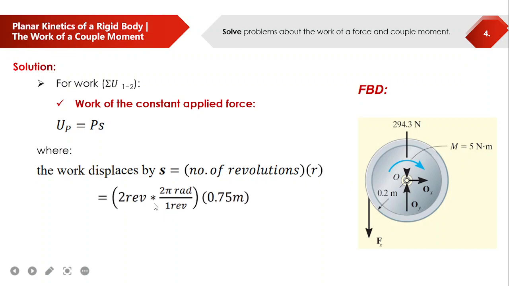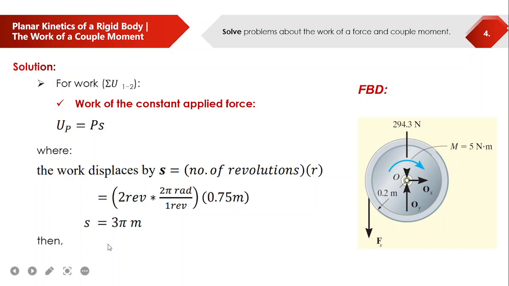So, to solve again for the displacement S, that will be number of revolutions times the radius. So, you have your 2 rev. Convert natin to rad: 2 pi rad per 1 rev, times 0.75. So that will be S is equal to 3 pi meters. So ito yung na-displace na distance mo when you apply the 60 Newton.